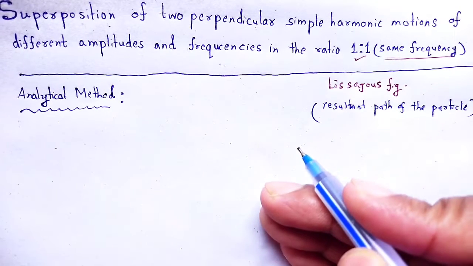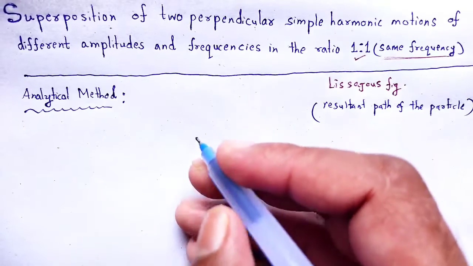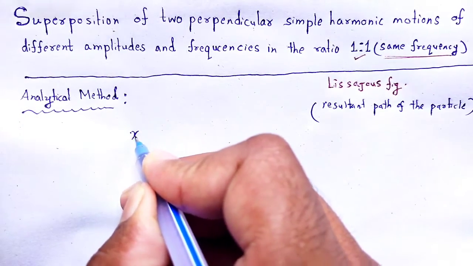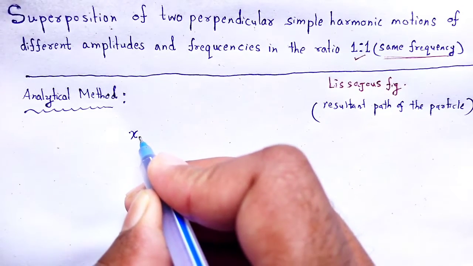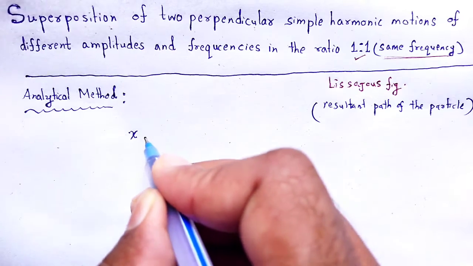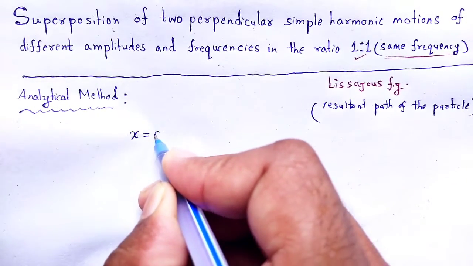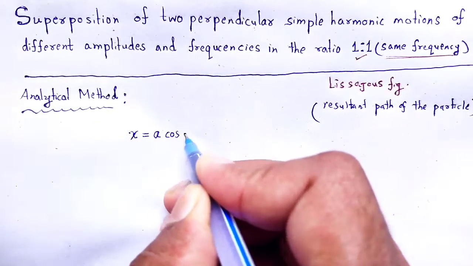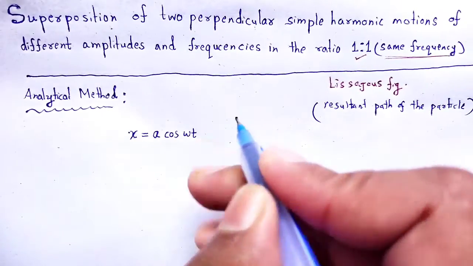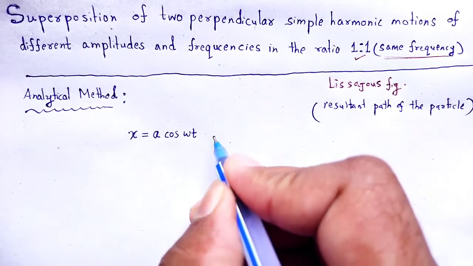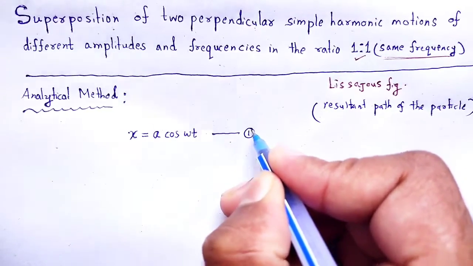So let us consider two simple harmonic motions. One simple harmonic motion, when the particle is acted upon by an SHM having amplitude A and frequency omega along the x direction. So x is equal to A cos omega t, equation number 1.